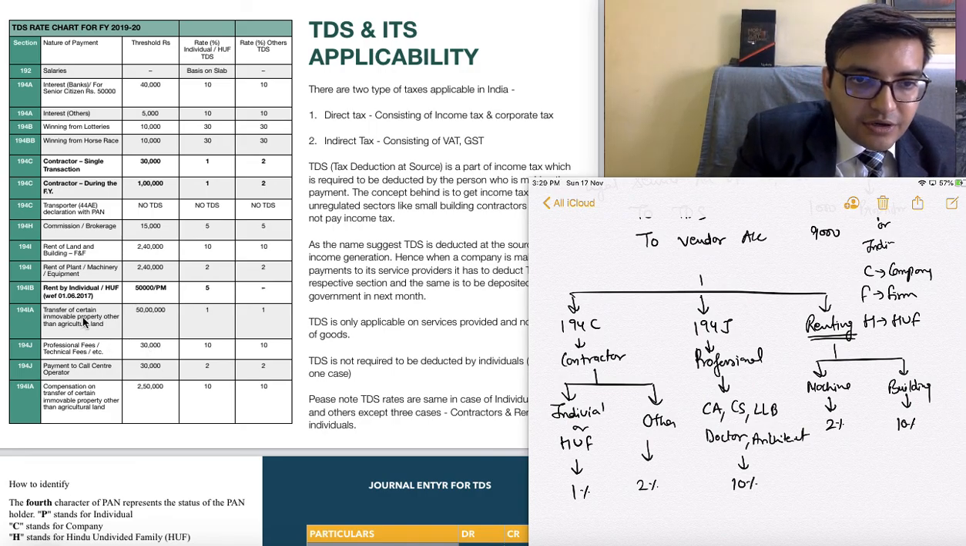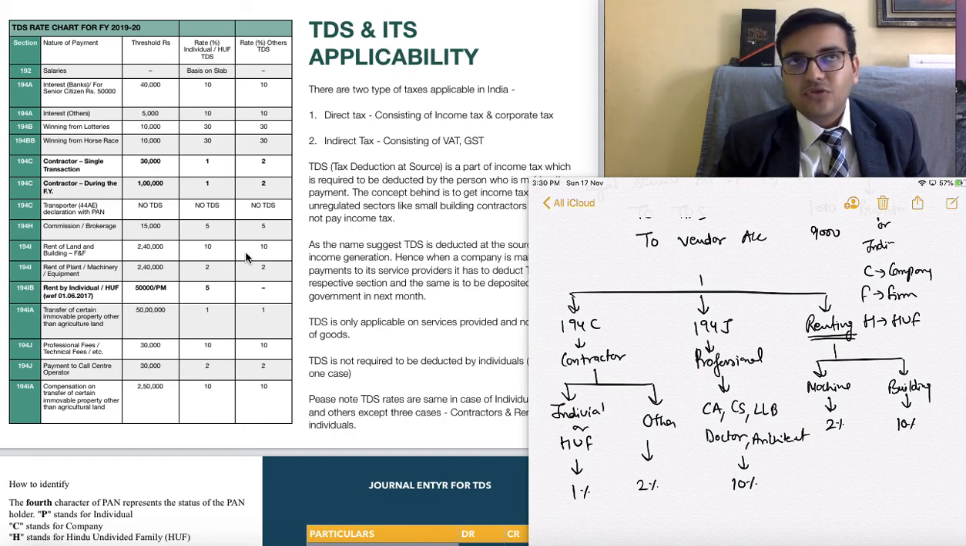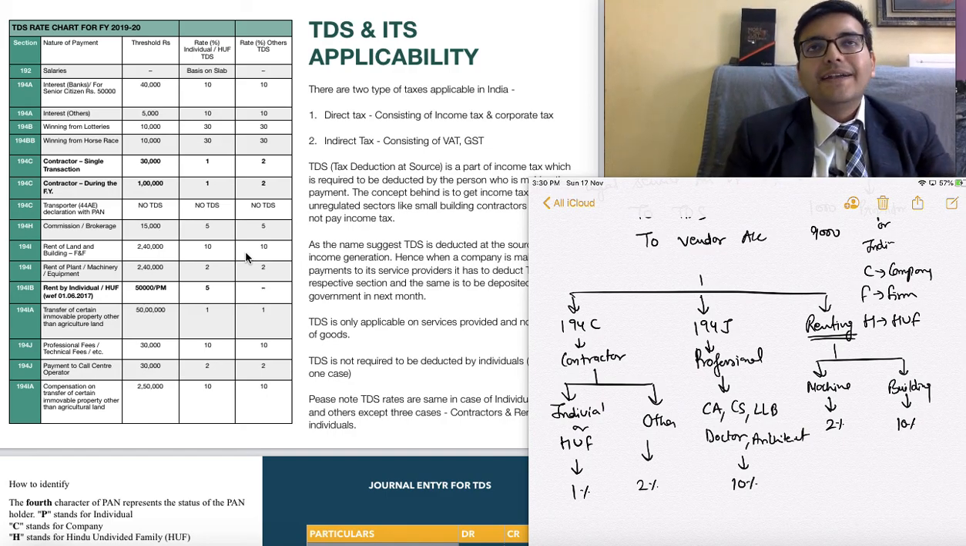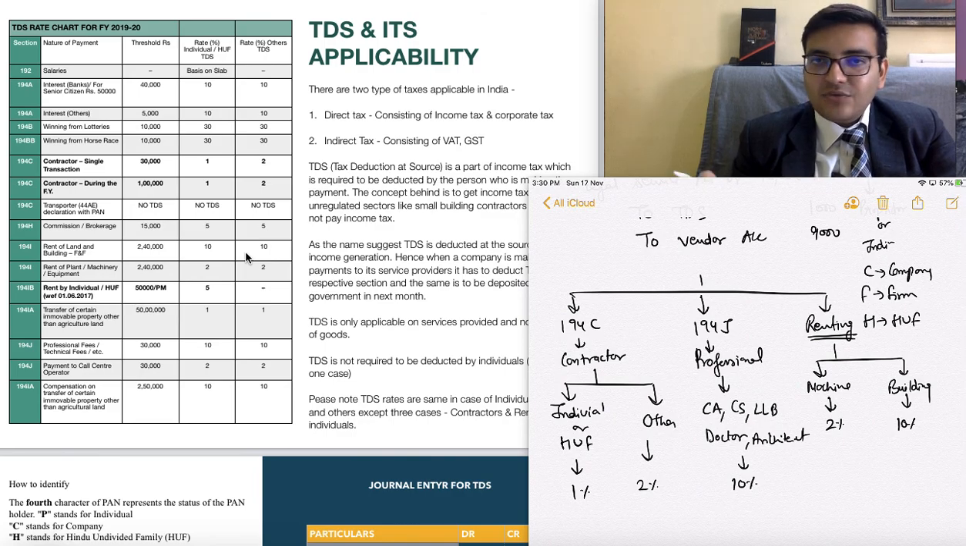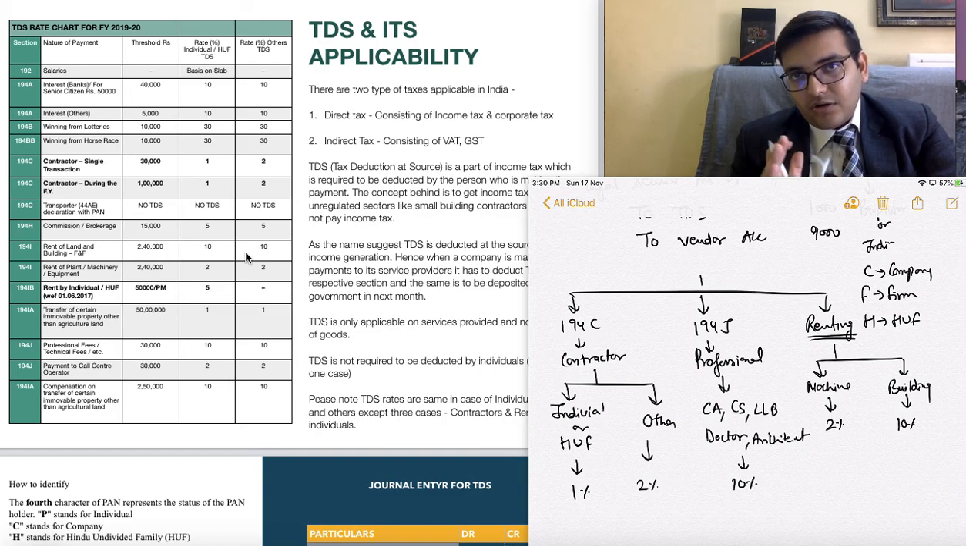You can see it here. Renting of plant and machinery. The cap is 2,40,000. Rate is 2%. Land and building 10%. Okay. Now again the capping is 2,40,000. So supposing you are paying a monthly rent of 10,000. So there is a yearly rent of 1,20,000. So you do not have to deduct TDS because the total yearly rent should exceed 2,40,000, right? So if the yearly rent of plant and machinery or building exceeds 2,40,000, then only you have to deduct TDS at the rate of 2% or 10%, whatever the case may be.